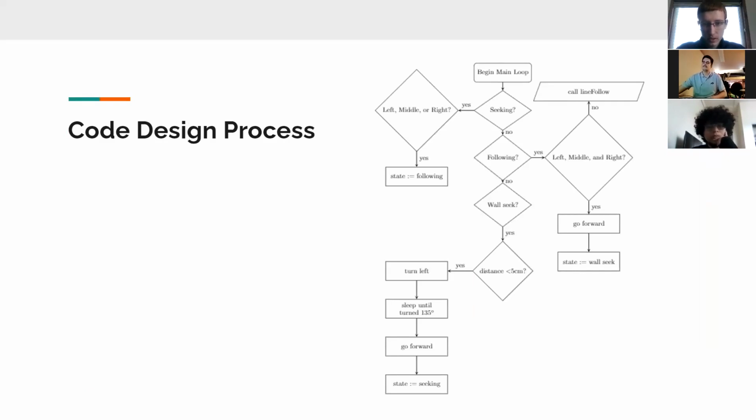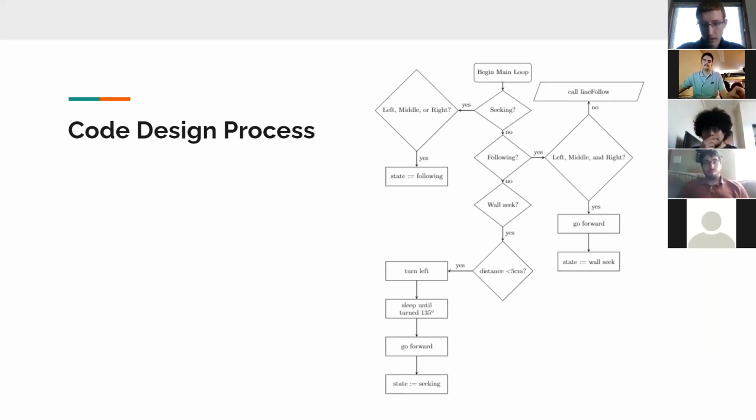So in the code design process, there's basically 3 states that the robot can have. It can be currently seeking to try to find a line. It can be following the line, or it could be currently disregarding any lines and trying to seek for the wall. So basically in the seeking state, it just goes forward, and as soon as it hits any sort of a line, then it starts the line following algorithm.